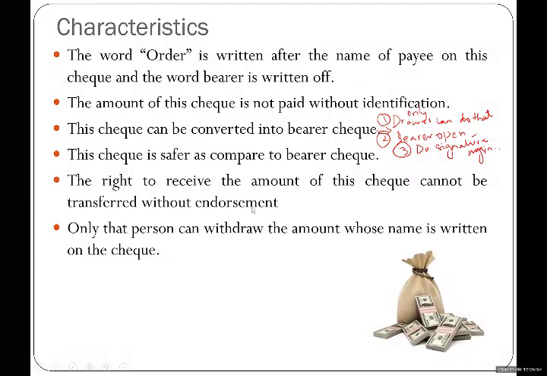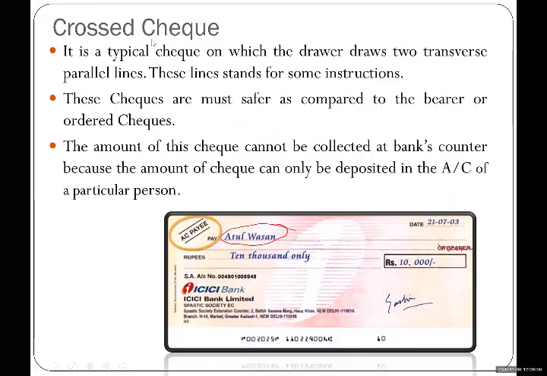Ali wants to transfer the same check to any third person. So Mr. Ali needs to endorse this check from the back side. For example, Mr. Ali wants to give the same amount, same check to Mr. Salman. So Mr. Ali needs to endorse this check from the back side: Pay Mr. Salman.